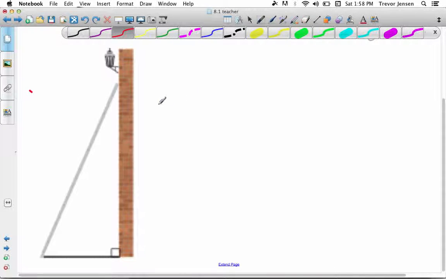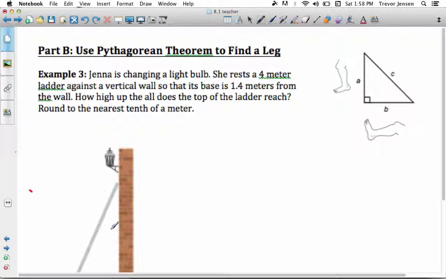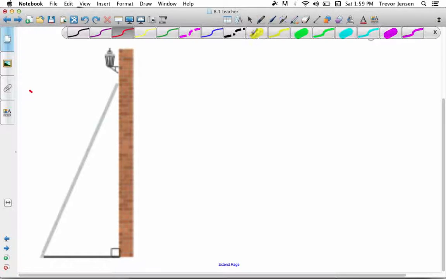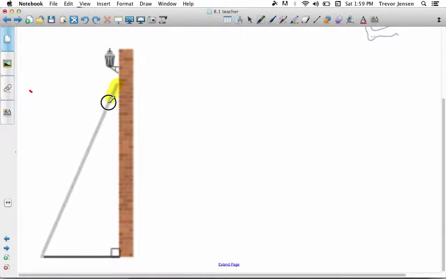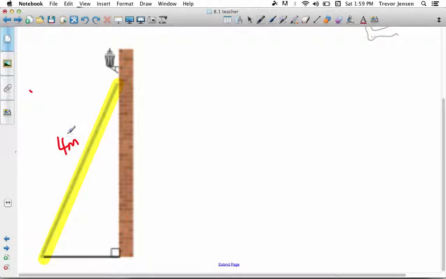So I've got a right triangle. I know it's a right triangle because I see this little square here labeling the right angle. Now let's read the question again. It says, Jenna is changing a light bulb. She rests a 4-meter ladder against the vertical wall. So I can see my vertical wall. Here's my vertical wall. And she rests a ladder against the wall. So this right here must be my ladder. And she tells me that that ladder is 4 meters long. So I'm going to label that side 4 meters.